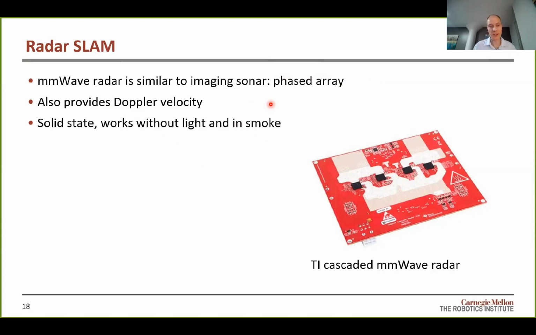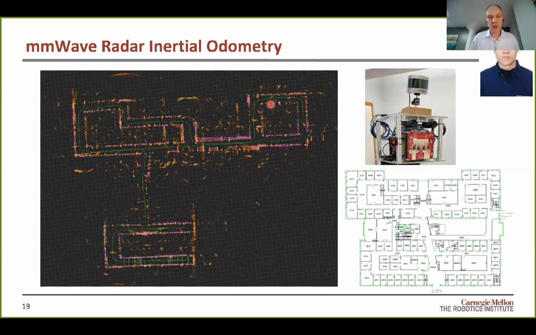There are artifacts because of the phased array. So it took us a while, and it turned out my original idea of using the Sonar-based methods on radar did not work out very well. So we went back more to classical approaches, and we came up with a way to do radar inertial odometry. And that means we combine an inertial sensor with a radar.